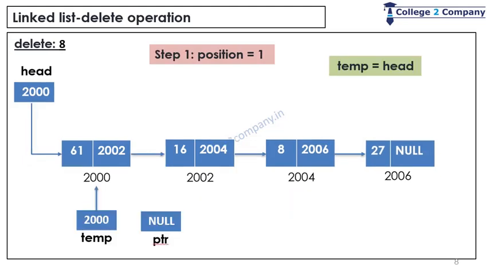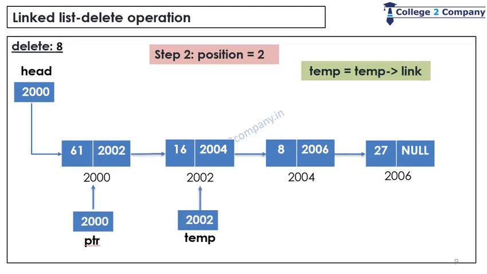For this, additionally we use 2 pointers. One is temp, another is ptr, which takes the same value as head. Now temp is pointing to the first node. Currently it is at position 1. It is pointing to the first node in the list. We need to traverse the list till we reach position 3. We increment temp: temp is equal to temp's link.